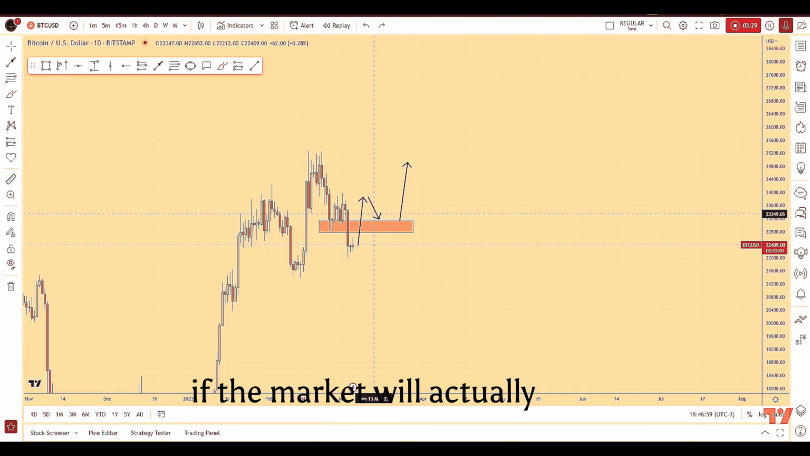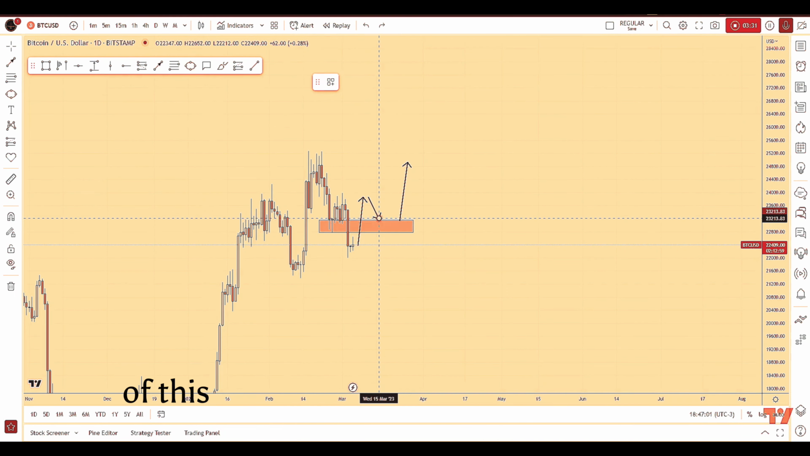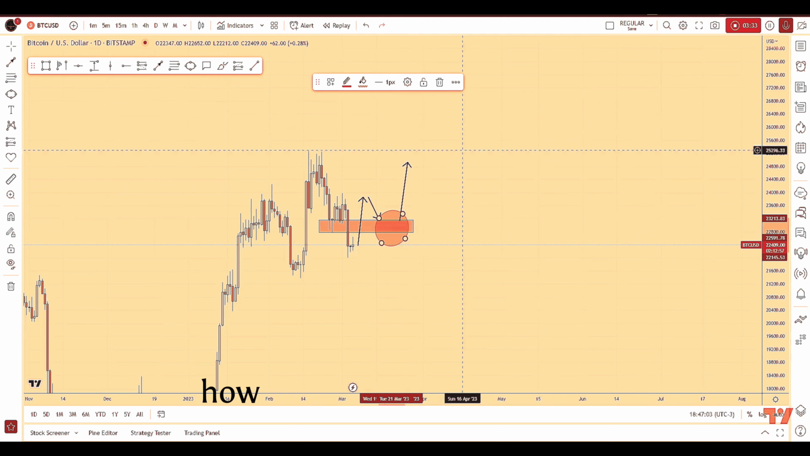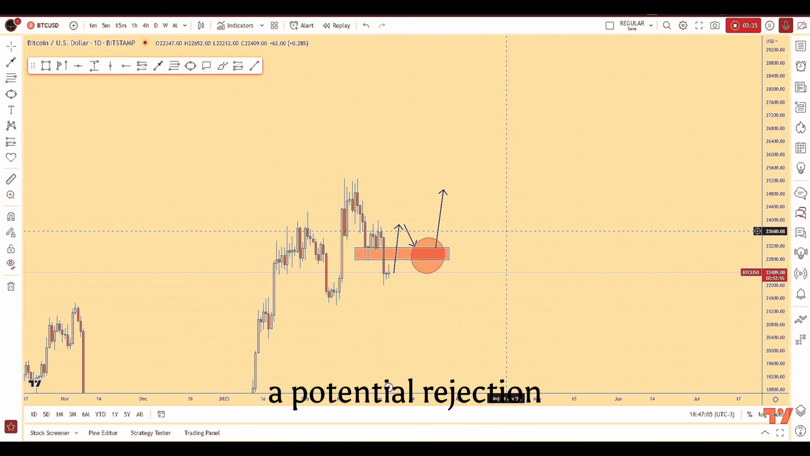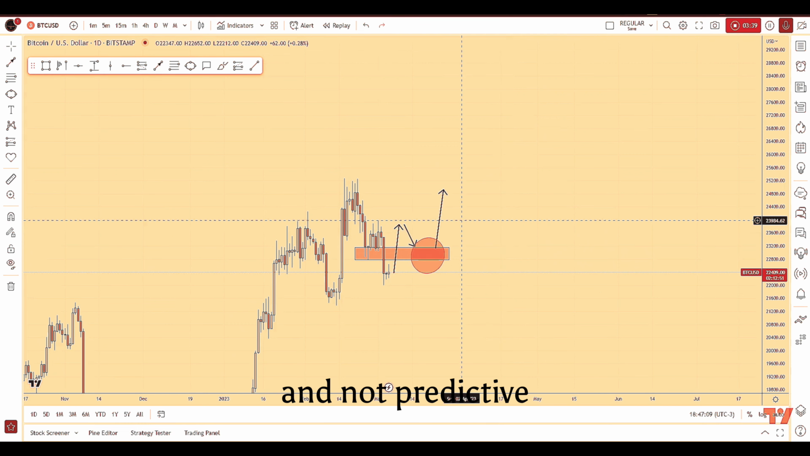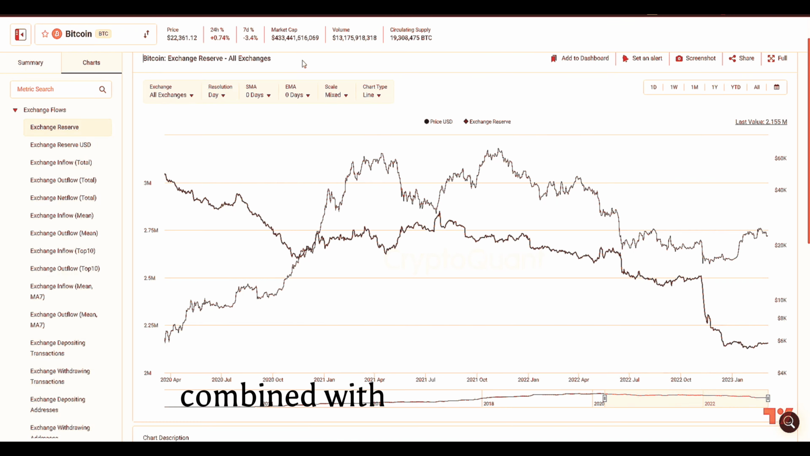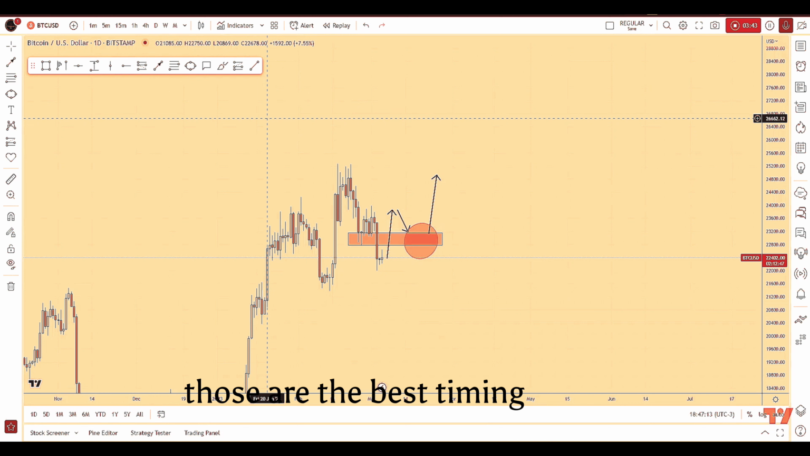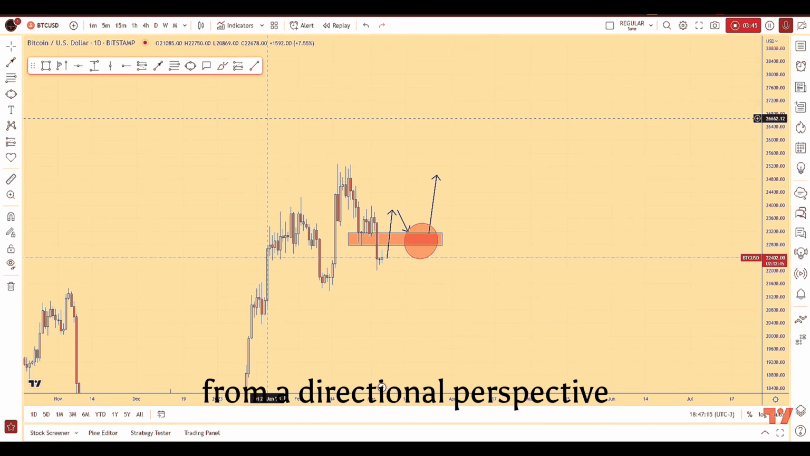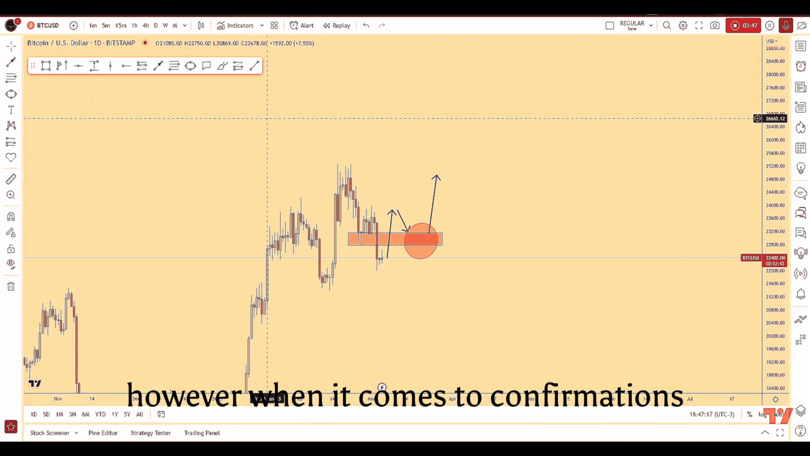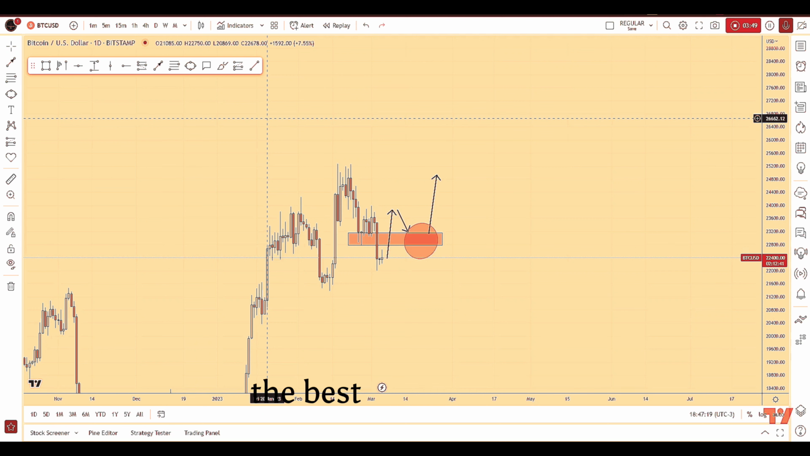So if the market will actually break on the retest of this previous resistance turned support, that is how we could be approaching a potential rejection to the upside. Now, as usual, trading is reactive and not predictive. The monthly, weekly, and daily combined with the on-chain data, those are the best time frames from a directional perspective. However, when it comes to confirmations and entries, the best time frames are the intraday time frames, so 4 hour and lower.